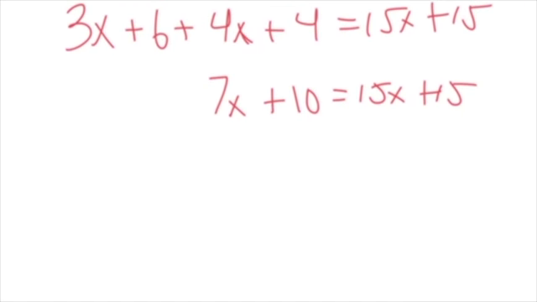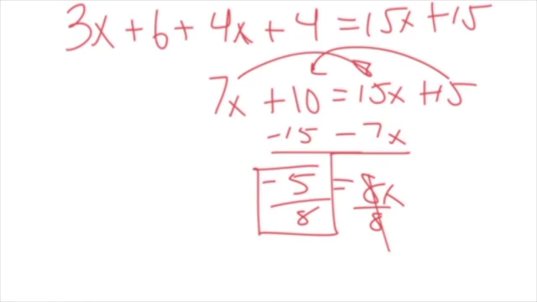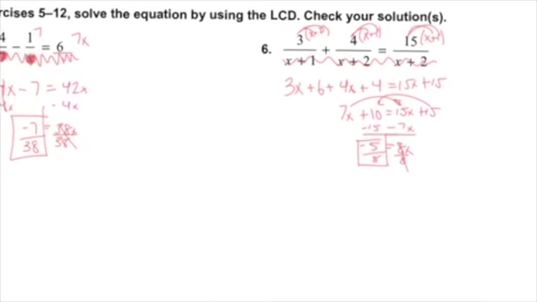Subtract the 7x. I'm going to move the 7x over here by subtracting it. And I get 8x. I'm going to move the 15 over here by subtracting it. That's negative 5. Divide by 8. And you get x equals negative 5/8. So that's solving. We'll do one more type of problem.